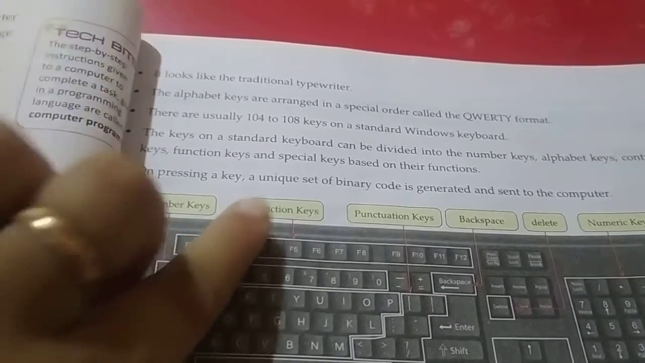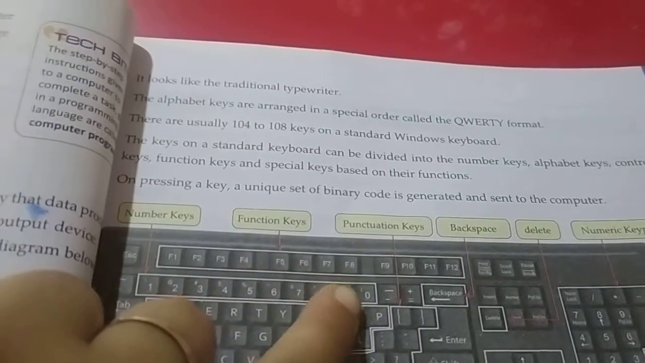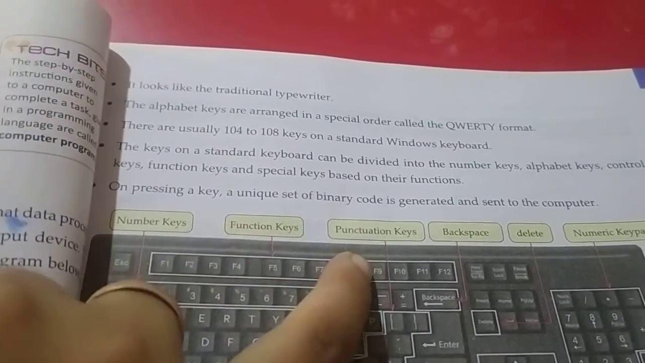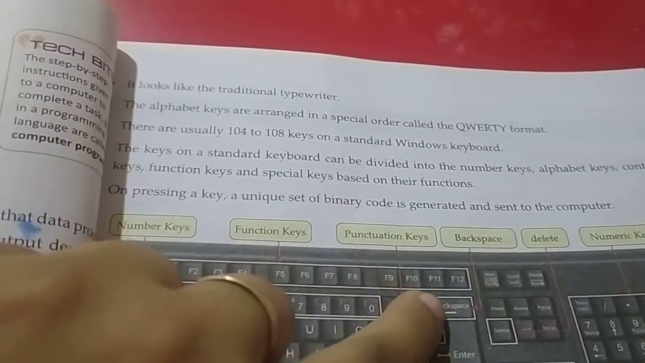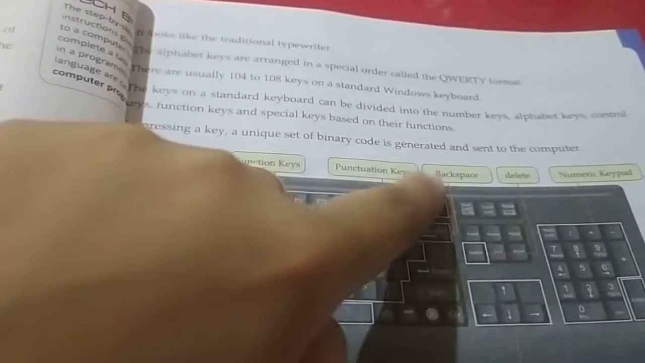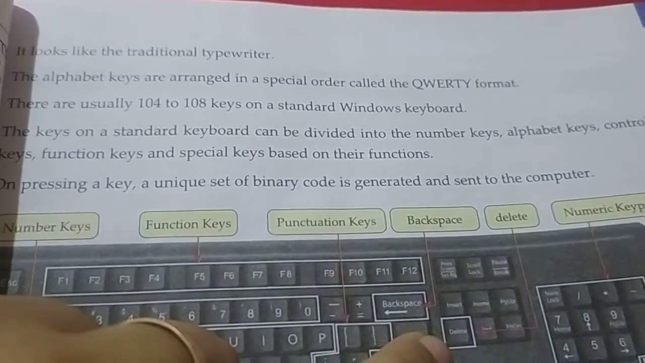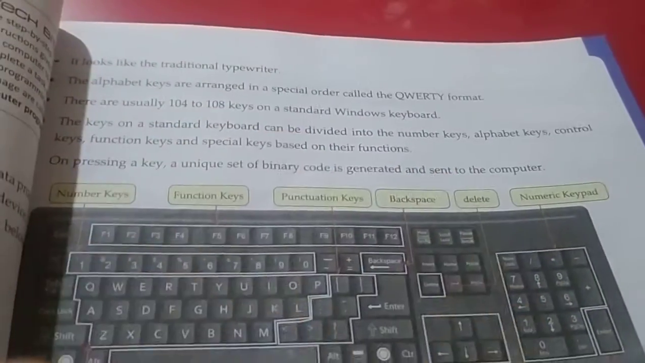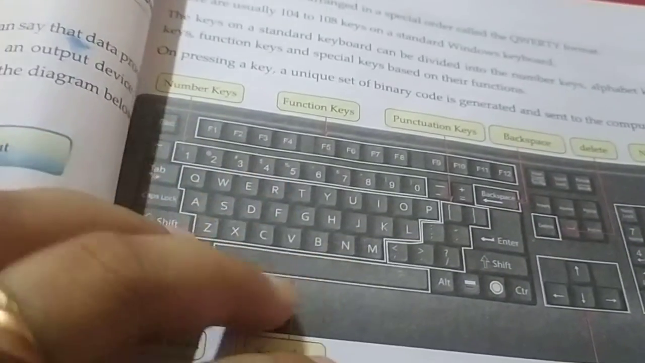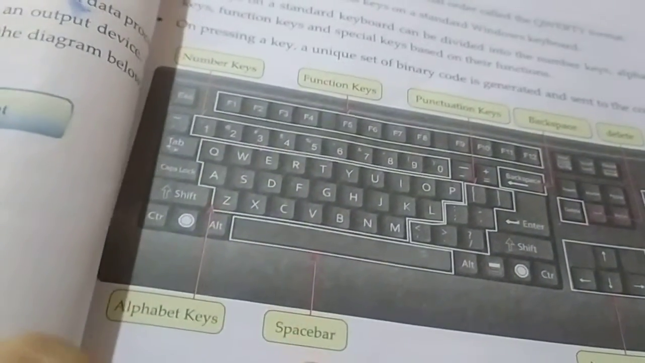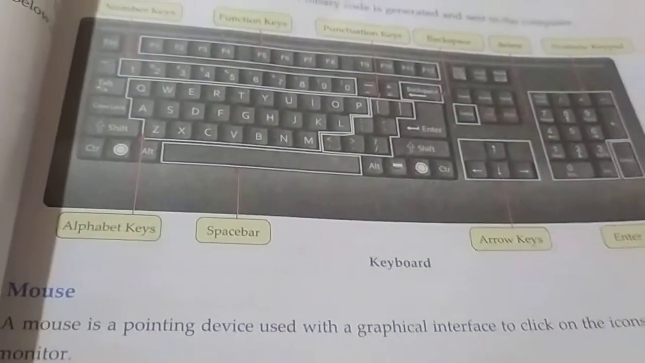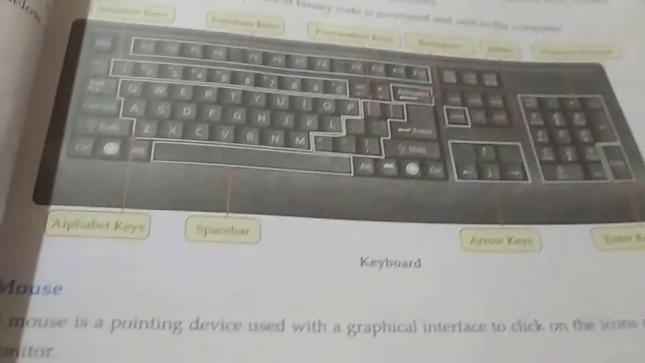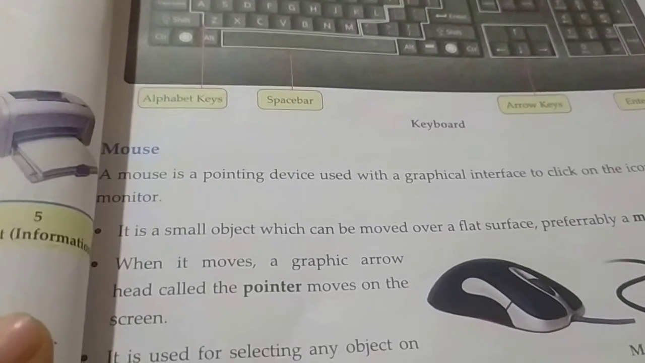These are number keys, function keys, punctuation keys, backspace, delete, then numeric keys. This is called alphabet keys, spacebar, arrow keys, enter key. Clear to everyone? Now next is a mouse.